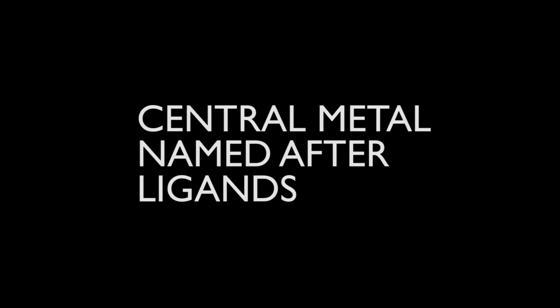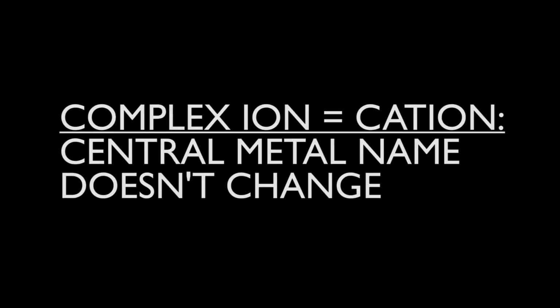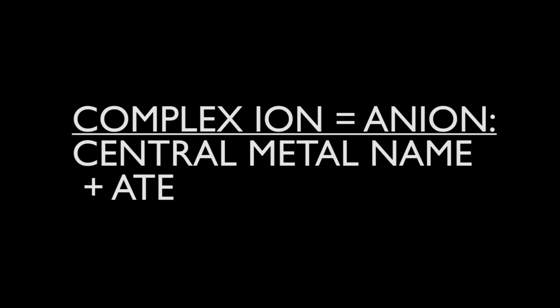The central metal is then named after the ligands. If the complex ion is a cation, the name is the same name as the element. For example, in hexaamminecobalt(2) nitrate, the complex ion is a cation, therefore the name of the central metal is simply cobalt. If the complex ion is an anion, the name ends with ate. In some cases, the Latin name is used for the central metal. An example of this is ammonium tetrachlorocuprate(2), where the symbol for copper is Cu, so we use cuprate as the anion name.